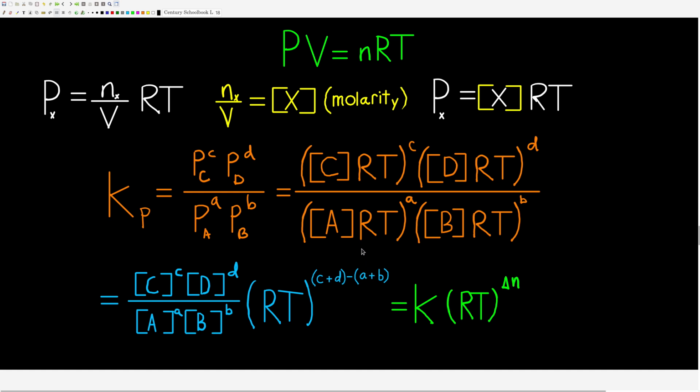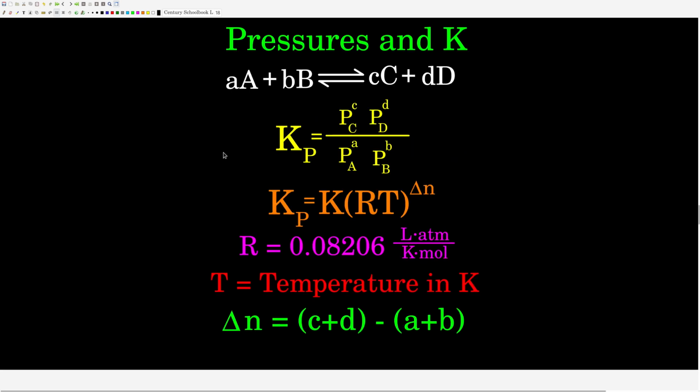But the bottom line is that the relationship that you guys are going to need to remember between K and Kp is this one right here in orange.